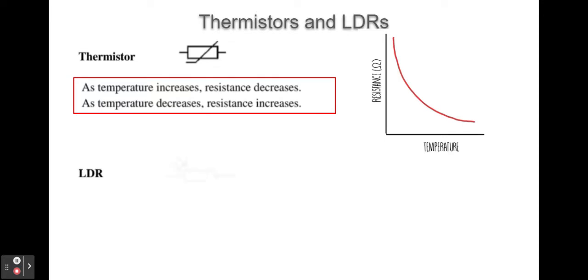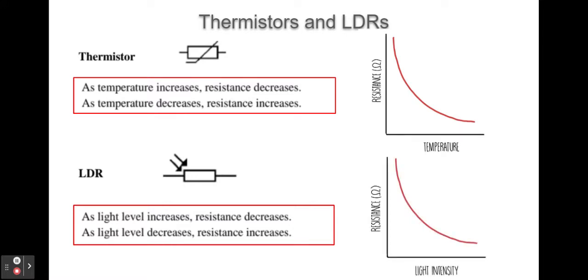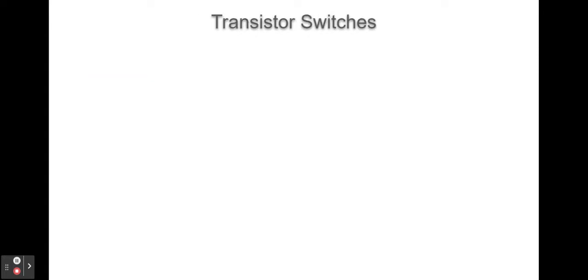We also have an LDR, or light-dependent resistor for short, and it works in a similar way, but as light level increases, as it gets brighter, the resistance decreases. As light level decreases, resistance increases. Now, the thermistor and LDR are ways of sensing changes in condition, so temperature changes or light changes. And they're often used in conjunction with a potential divider and a device called a transistor in order to control devices based on changes of condition.